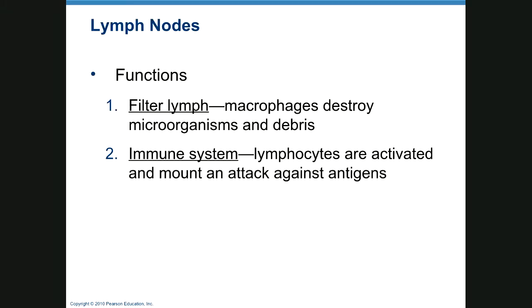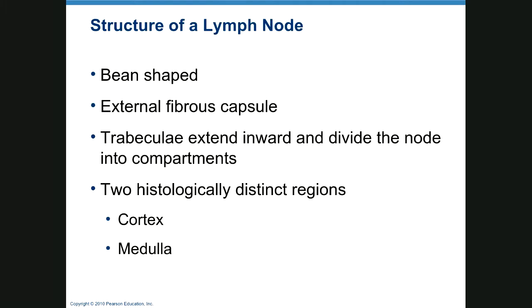Now, what they do is they filter the lymph, and macrophages destroy microorganisms and debris, cancer cells that are filtered out into the lymph. The immune system lymphocytes are activated to mount an attack against antigen. A lymph node is bean-shaped, has an external fibrous capsule. Trabeculae inside divide the node into compartments, and it has a cortex and a medulla.